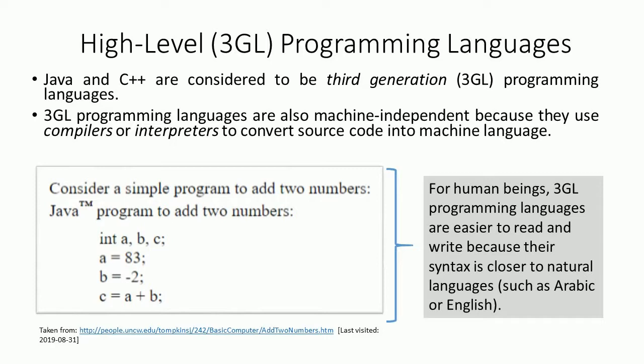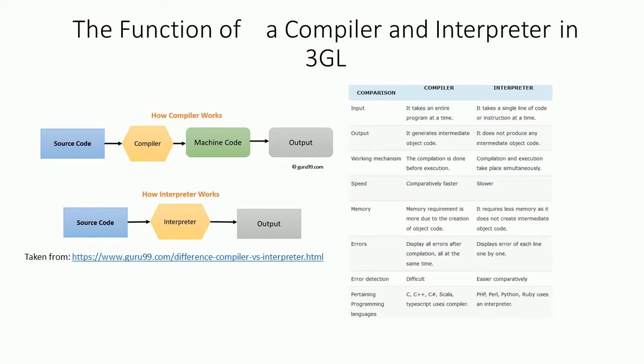For human beings, 3GL programming languages are easier to read and write because their syntax is closer to natural languages, such as Arabic or English. The function of a compiler and interpreter in 3GL.